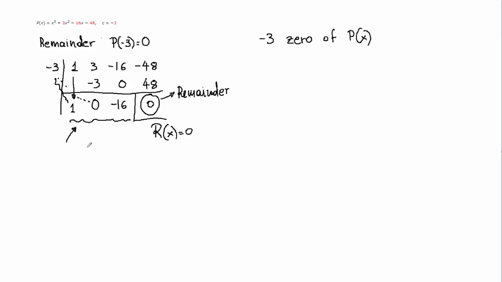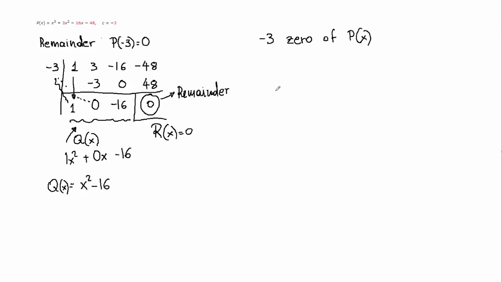But what we see, 1, 0, and -16 are the coefficients of the q of x. If we want now to write the q of x, I always start from left and go to right, increasing the powers of x. So -16 is the constant, 0x, and 1 times x squared. If I want to simplify that, this is equal to x squared minus 16. And this is the q of x.